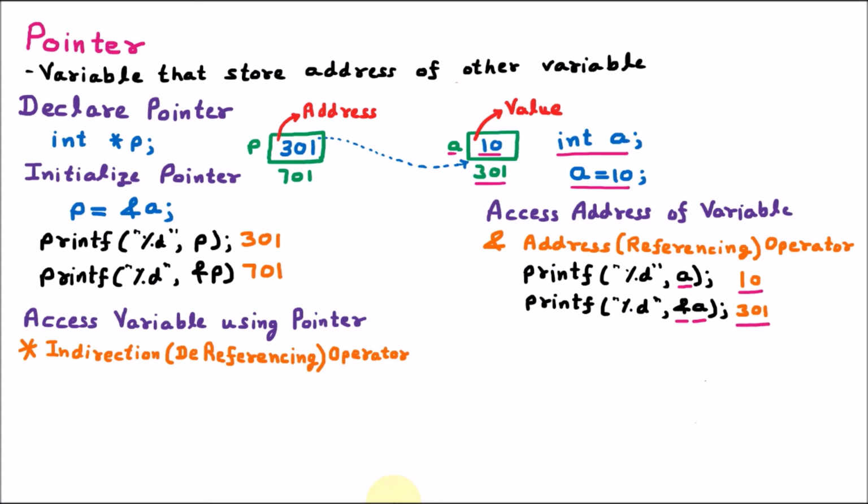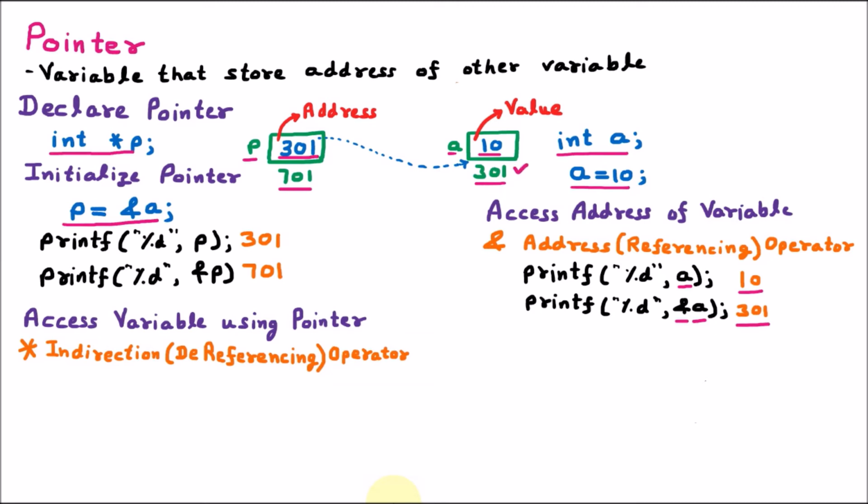Afterward, we have declared one pointer by saying int star p. Star signifies that it is a pointer. So one pointer p is declared at the address 701. A pointer can store an address. So here we are saying p is equal to &a. So the address of a, which is 301, we are storing inside the pointer. So here 301 is the address of a.